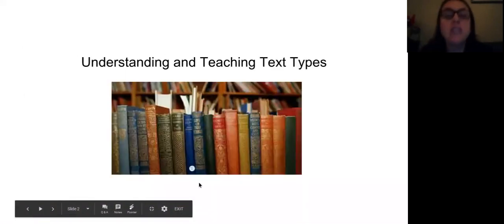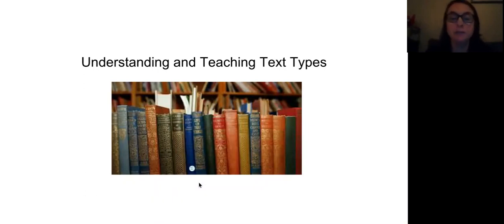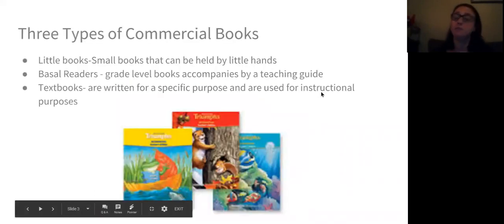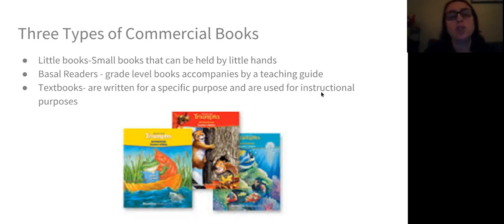So the first thing is understanding and teaching text types. In your classroom, you have a print-rich environment, I'm sure, in a variety of ways that children can learn and work on reading. And one of the things that we have is lots of different ways to do that. One is commercial books. So we have little books, which is exactly what it sounds like. Books that small hands can hold. They have very, very short little concepts in them.